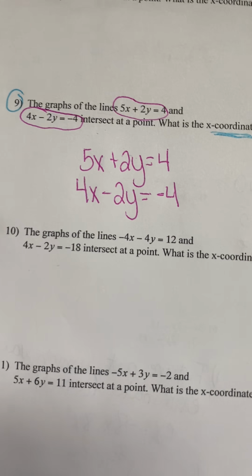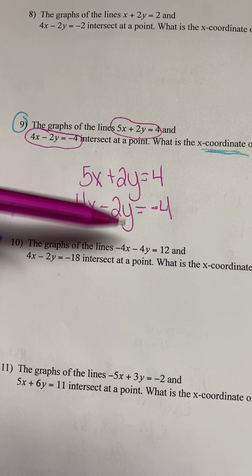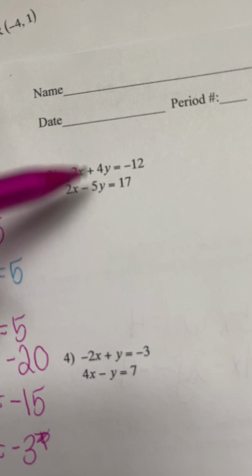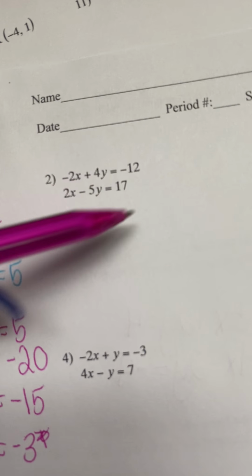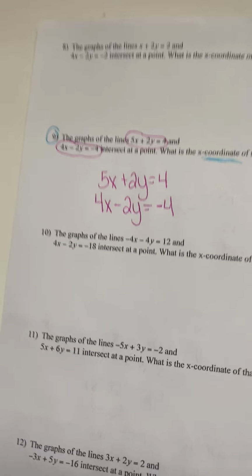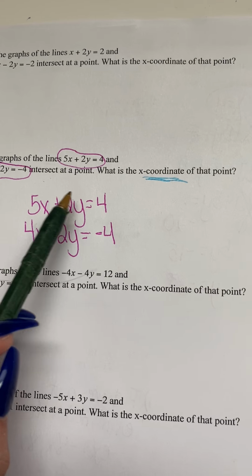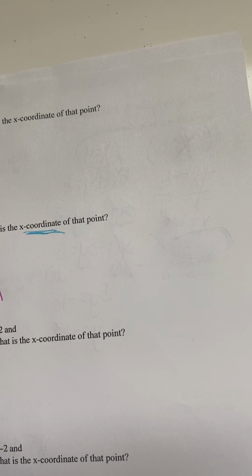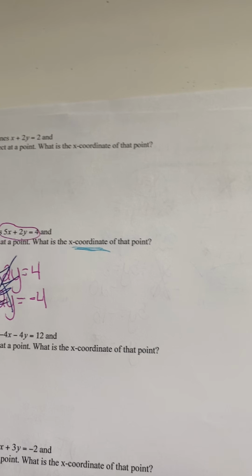Now, something that I do want to say is that it's not always the y's that eliminate. Sometimes it's the x's. Just like number 2 here, the x's are going to eliminate, and then you're going to be solving for y first. So it's not always going to be the y's that eliminate. But here, we do see that this is a positive 2y and a negative 2y. So those are going to eliminate right off the bat.